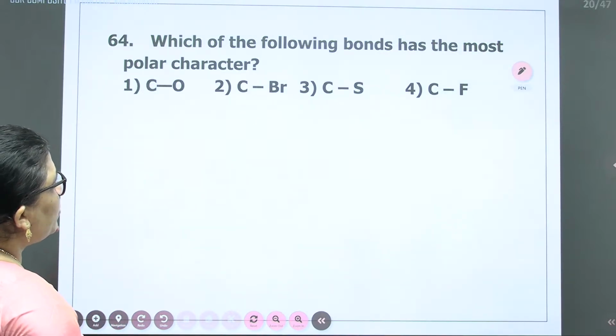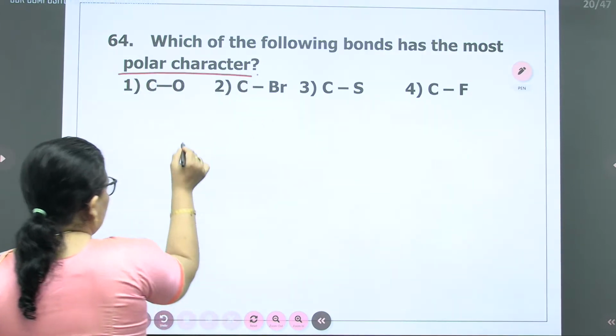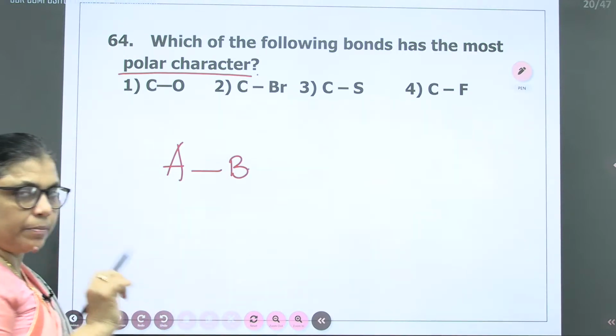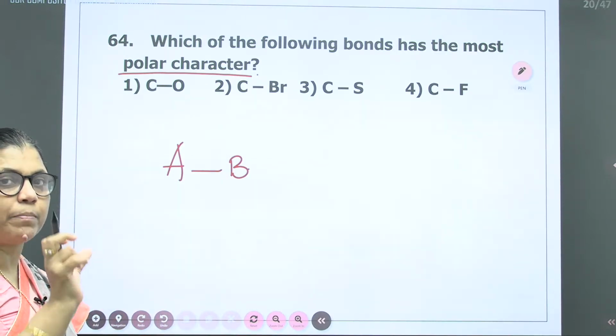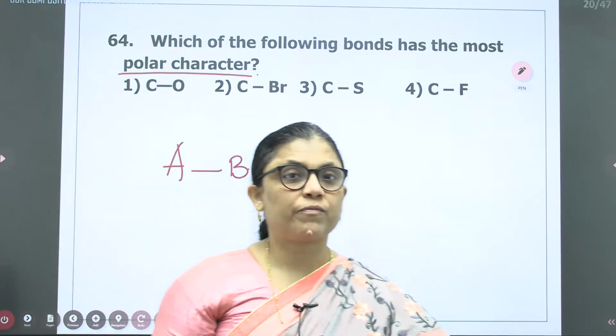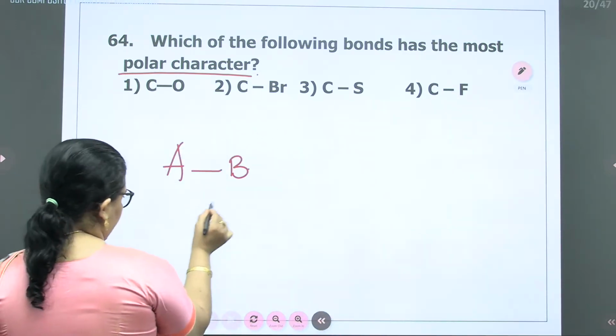64. Which of the following bonds has more polar character? We know that the bond present between A and B can become polar and non-polar both. It depends upon what factor? It depends upon the electronegativity difference.